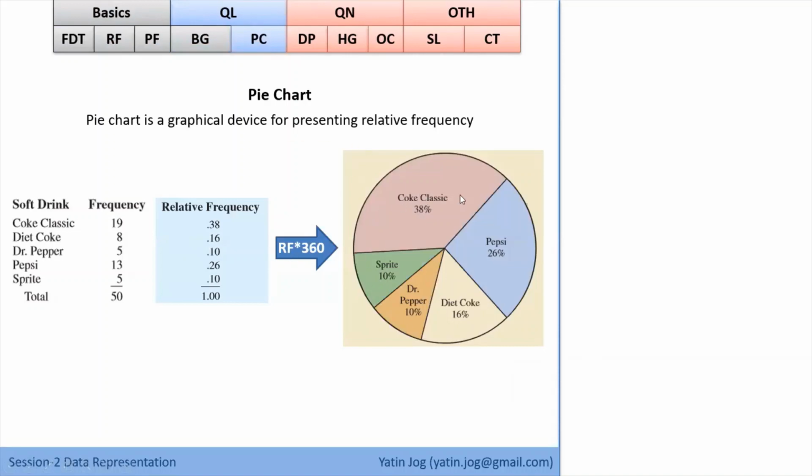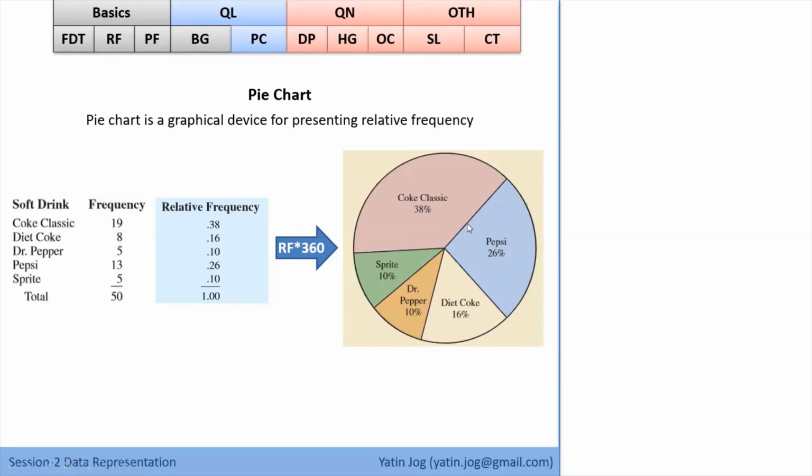We know how to draw the pie chart in Excel, but if you want to calculate the angles, then first you have to calculate the relative frequency for each class, for each level, and then multiply that relative frequency by 360, because one circle has 360 degrees. So 0.38 into 360 will give the angle for Coke Classic. Consider this as a baseline. Calculate the angle 0.38 into 360 and draw that angle here, and that will be the portion for Coke Classic.